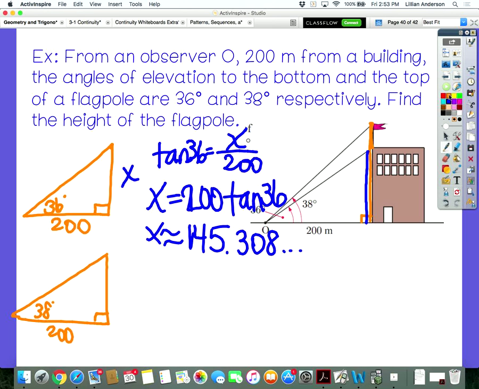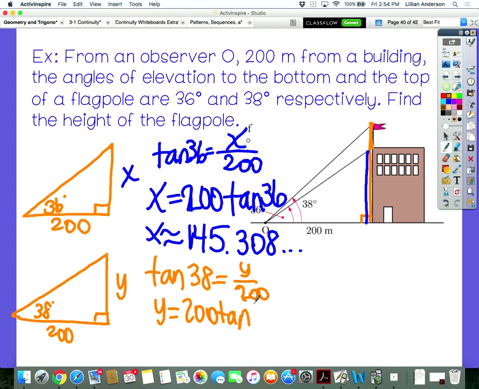Now let's find this orange length. This orange length, let's label it y. What trig ratio are we going to use? Tangent 38 equals what over what? Y over 200. Multiply or divide the 2. And so the complete flagpole, from the top of the flagpole down to the ground, is how long?